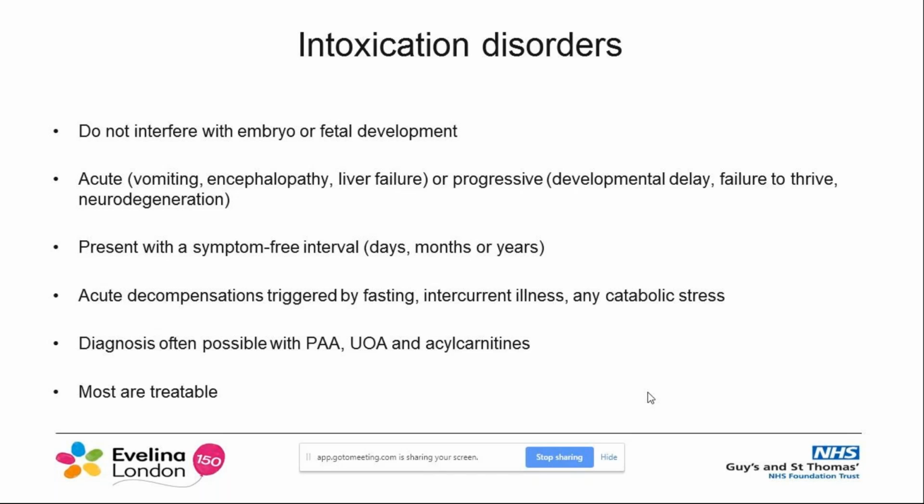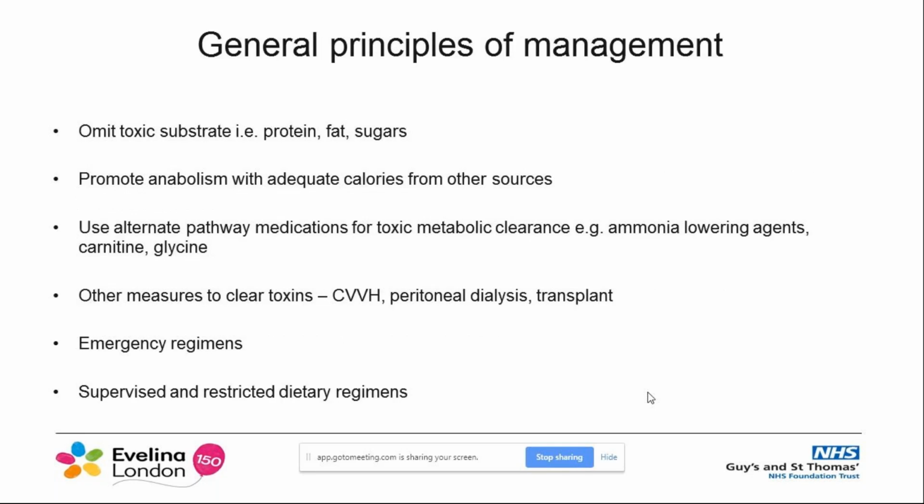And those decompensations tend to have a trigger, not always, but like I said before, tend to be triggered by intercurrent illnesses, fevers, fasting, or anything that causes a catabolic stress, so surgery, for example. And then the diagnosis of the majority of these types of disorders is possible with just a basic screen by sending plasma amino acids, urine organic acids, and acylcarnitines, which is what we often ask for in the acute situation. And most of these are treatable, but not all.